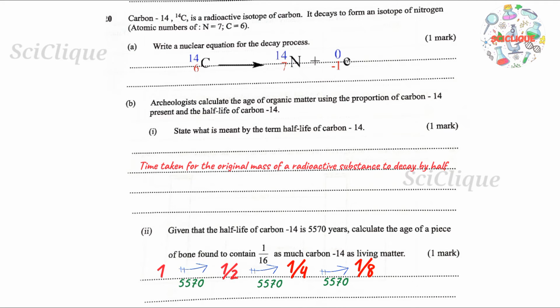1/8, we are moving to 1/16. And that is our last one. So we are going to sum up all of these years to give us the total amount of years it takes for the mass of carbon to decay by 1/16.